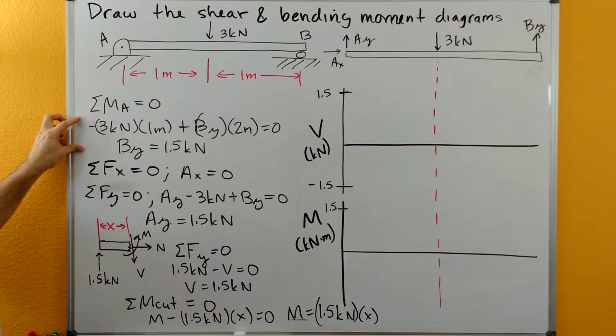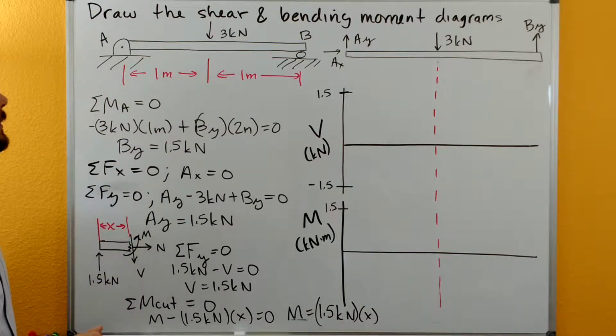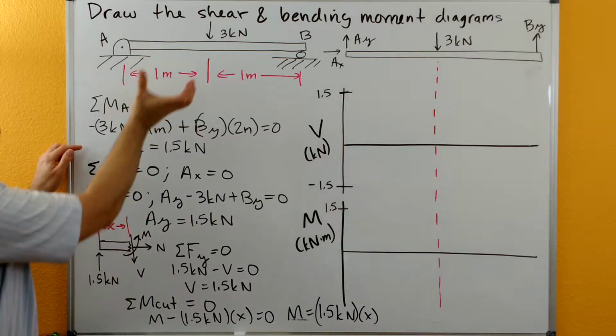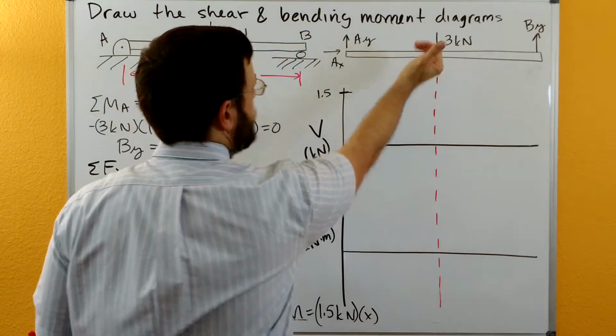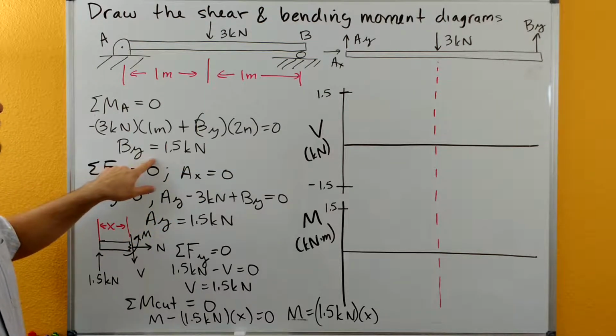So we'll do sum of moments about A. We have the 3 kilonewtons times the 1 meter here, which is negative, and then we have BY times the 2 meters here, which is going to be positive, and that'll equal 0. So we get BY is equal to 1.5 kilonewtons.